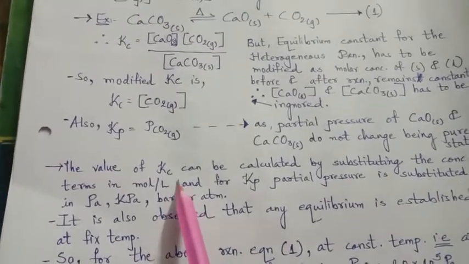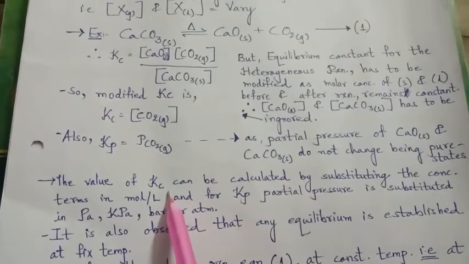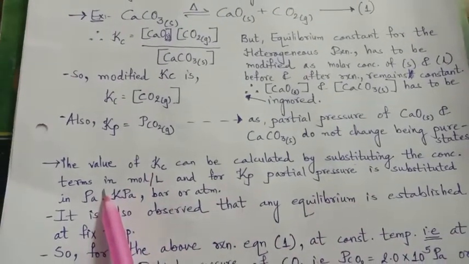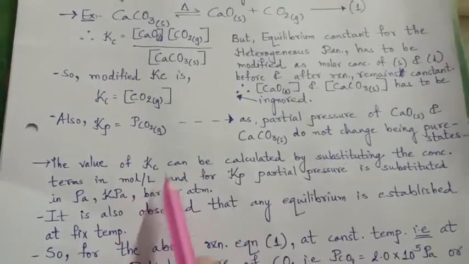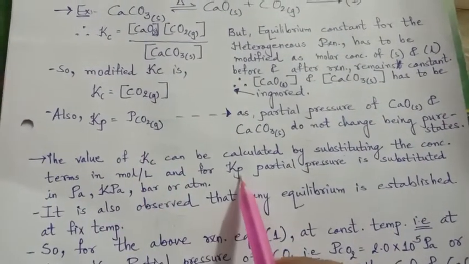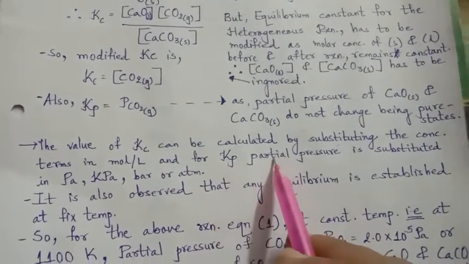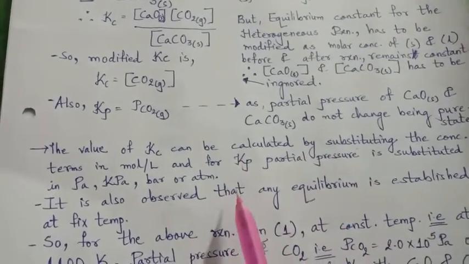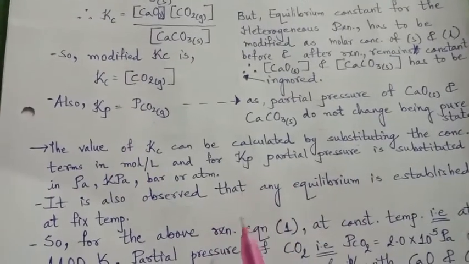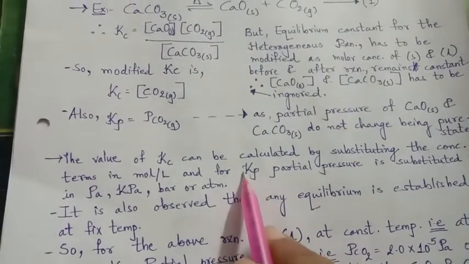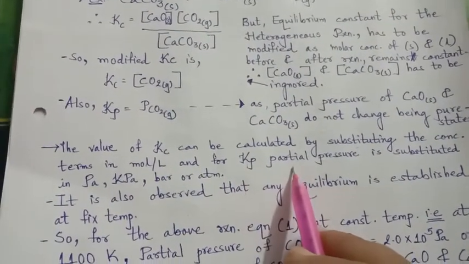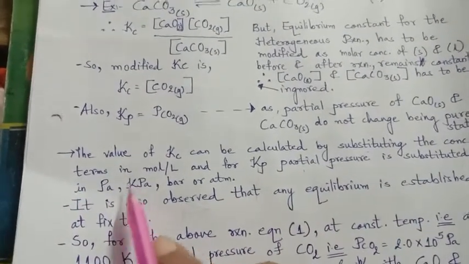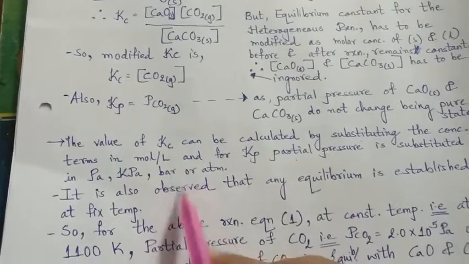The value of Kc, the equilibrium constant for concentration, can be calculated by substituting the concentration terms in mole per liter. And for the equilibrium constant for pressure, we use partial pressure, that means the pressure of each respective reactant and product. So the equilibrium constant for pressure depends on the partial pressure, which is substituted in Pascal, kilopascal, bar or atmosphere.